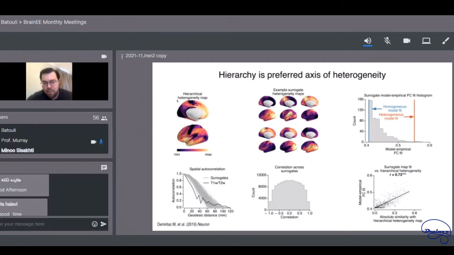And in the bottom right, what we found is that the degree to which other topographies improve the fit is predicted by how similar they are to our original map, right? So in other words, maybe we got lucky, or maybe it was a good guess that we considered cortical hierarchy as a preferred axis of heterogeneity. But we could have arrived there even through random connections.